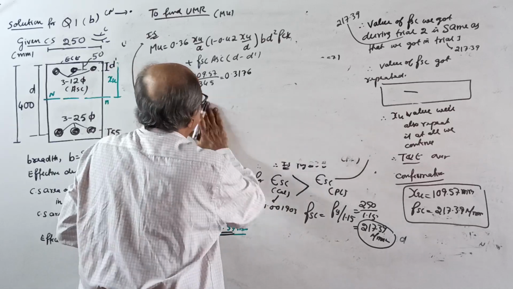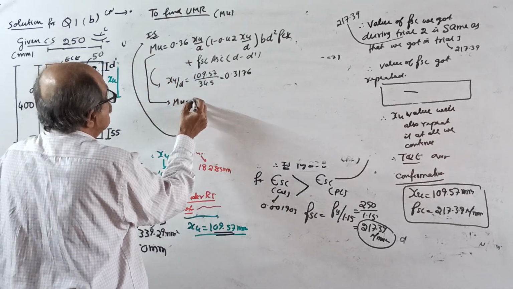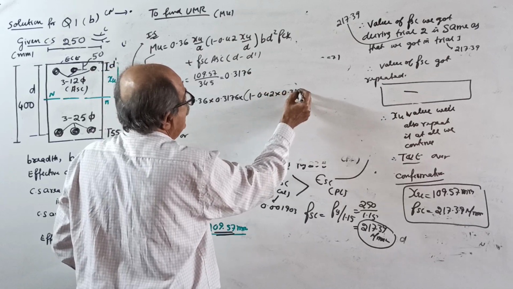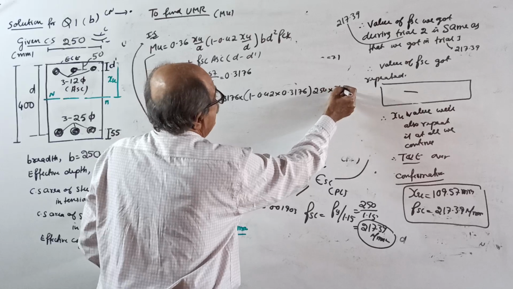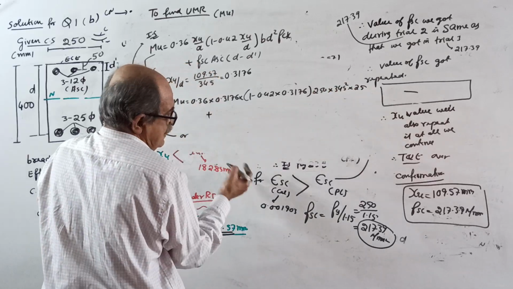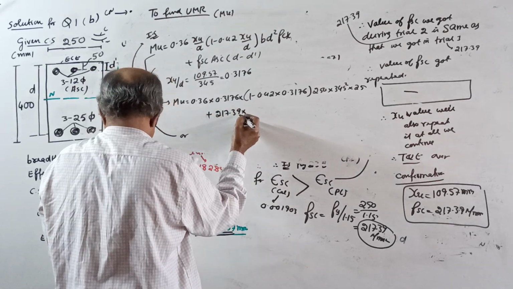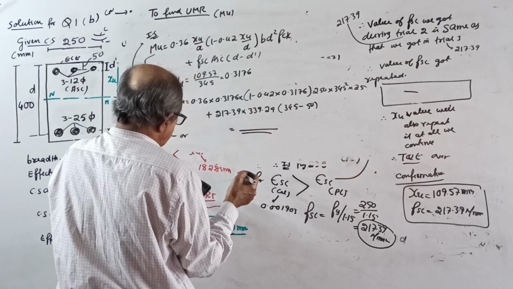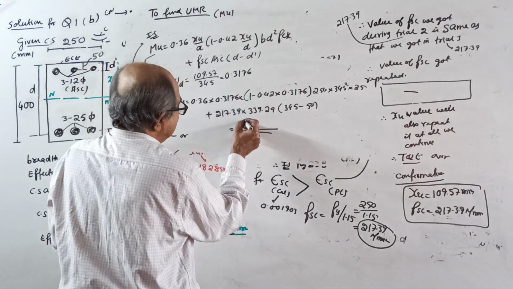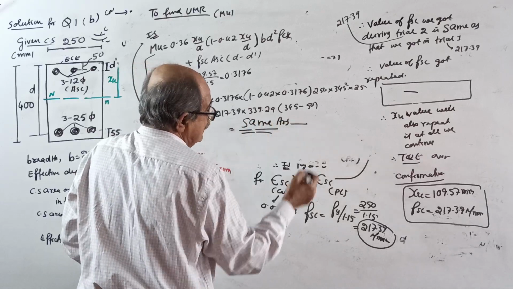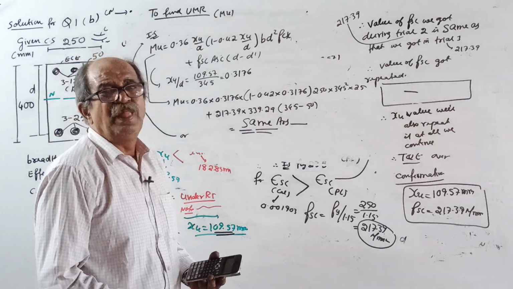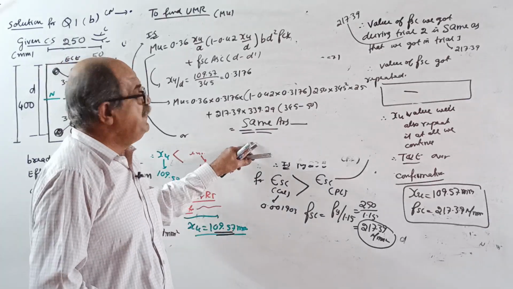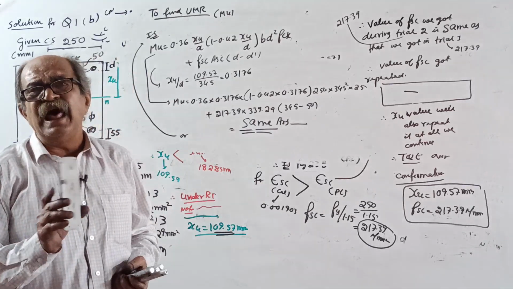Then if you substitute, MU will come 0.36 into 0.3176 into 1 minus 0.42 into 0.3176 into 250 into D square 345 square into 25, plus FSC 217.39 into ASC 339.29 into 345 minus 50. Calculate. I am not bothered to calculate. I forgot the answer. Okay, right. Same answer, my guarantee. If I want to check the answer, I have to find once again, but I rubbed it out. 100% same answer, or if the answer has a slight decimal change, okay. But if it differs too much, maybe some calculation mistake. Don't make calculation mistake an issue in my class.